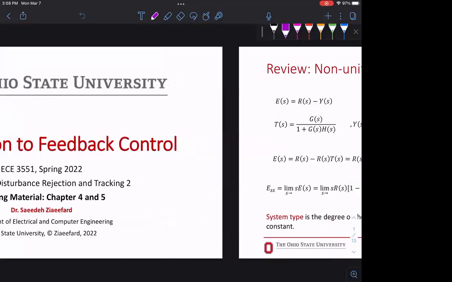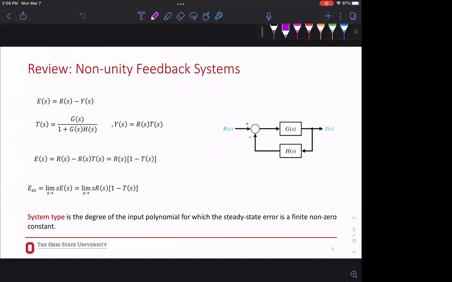Before that, I thought I'd give you a quick review of the non-unity feedback system. It's important, and you're going to have it in your homework, so maybe this will give you more insight. If you remember, all the system type material we discussed was for unity feedback systems. For non-unity feedback, we have to go to the main equation for how we calculate error: R minus Y, your input minus your output.